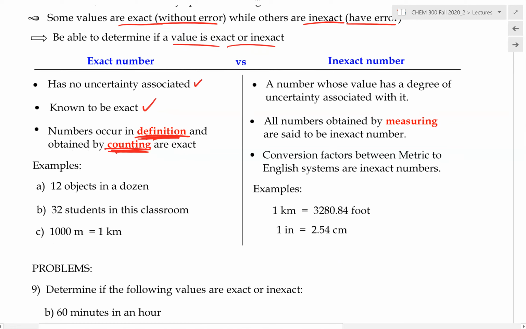So inexact numbers are basically numbers that have some degree of uncertainty associated. And all numbers that are obtained by measuring are said to be inexact. Because if we are measuring something rather than counting, then anytime we make a measurement, there's error associated. And therefore, they are said to be inexact values.